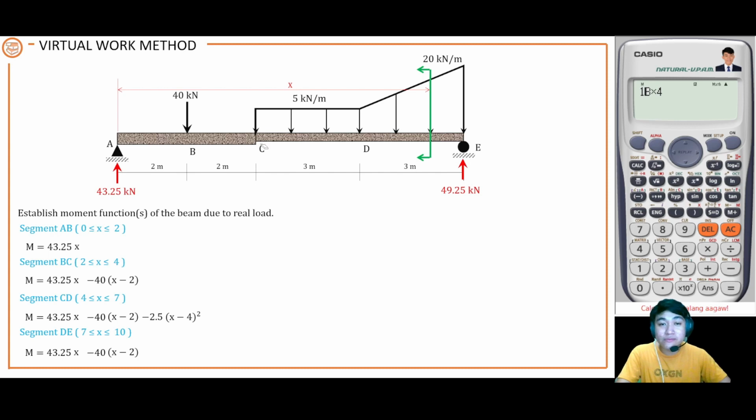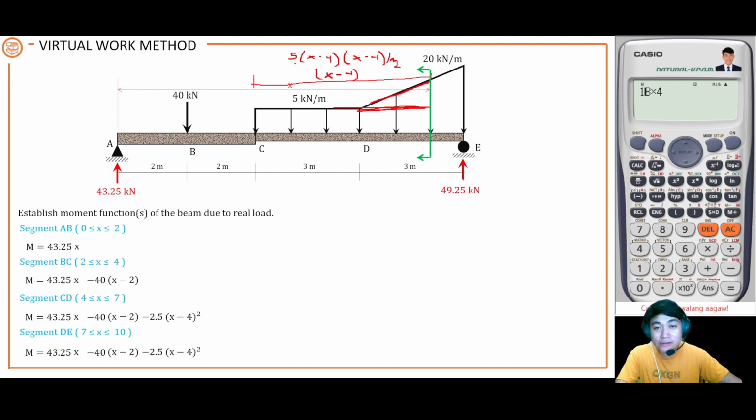And then the uniform load. So this is your uniform load, and we are going to extend it up to here. So that will be 5 times the length, x minus 4. That is only the resultant. Then the distance is x minus 4 over 2. So simplifying, that will be 2.5 times x minus 4 squared.